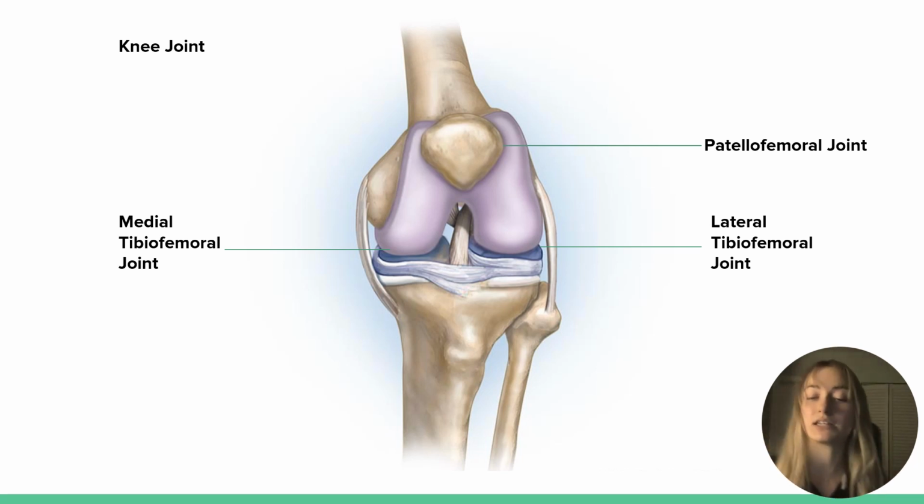Today I'm going to be discussing the knee joint. It's going to be at the distal end of the femur and the proximal end of the tibia. It's composed of the patellofemoral joint, the lateral tibiofemoral joint, and the medial tibiofemoral joint.